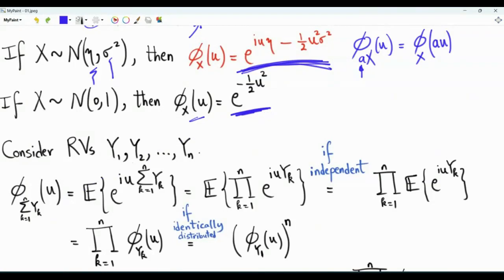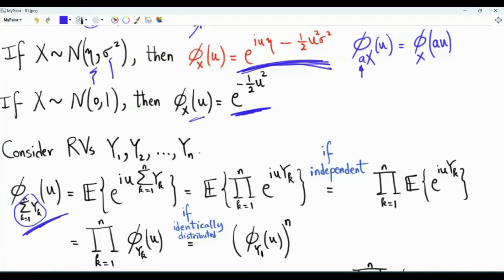Consider random variables y1, y2, all the way to yn. And let's try to evaluate the characteristic function of the sum of those random variables. We will see that under some conditions, the characteristic function is very manageable and very useful. Generally, if we want the characteristic function of a random variable, then that's the expectation of e to the iu and then the random variable.